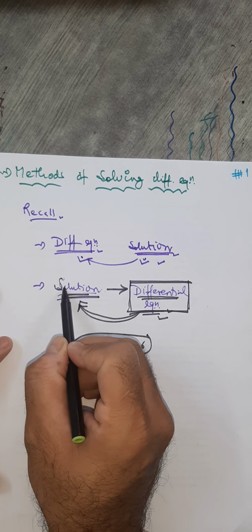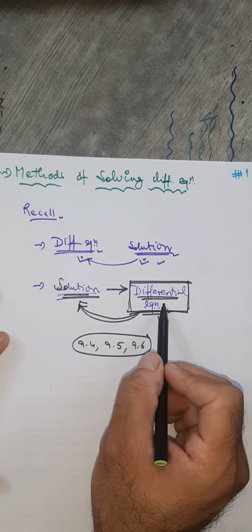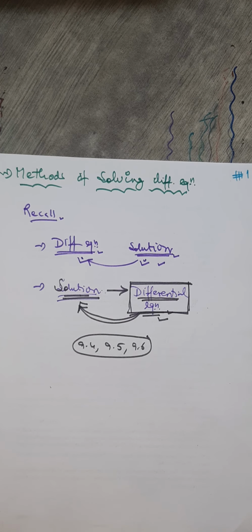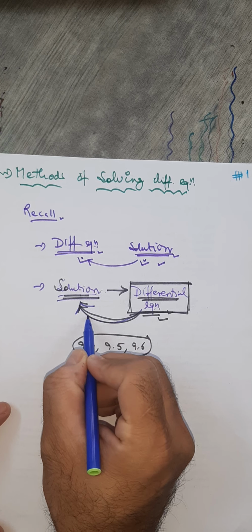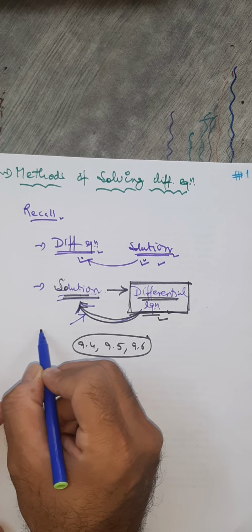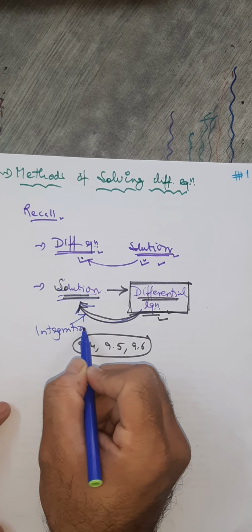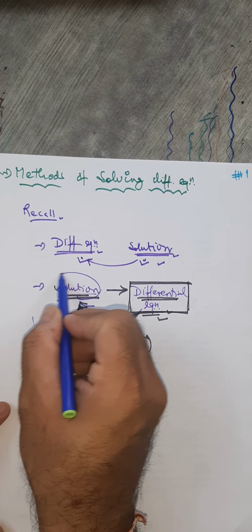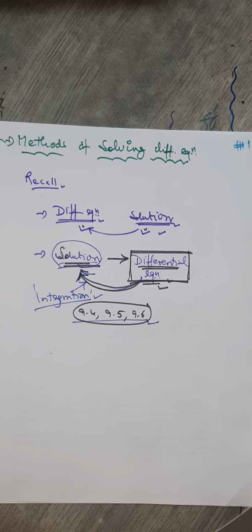Now recall the previous exercise. From the solution you were getting the differential equation by differentiation. Now you want to do the reverse of differentiation. So which procedure should be used here? Integration, you know. So from the differential equation, if you want to get the solution, you need to use integration. With the help of integration, we get the solution from the differential equation.